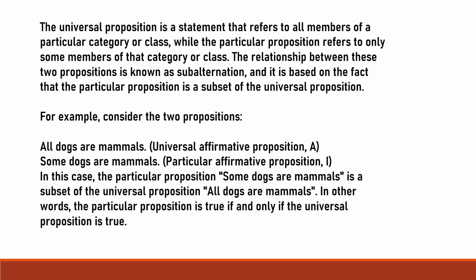For example, consider the two propositions. All dogs are mammals, universal affirmative proposition, A. Some dogs are mammals, particular affirmative proposition, I. In this case, the particular proposition "some dogs are mammals" is a subset of the universal proposition "all dogs are mammals." In other words, the particular proposition is true if the universal proposition is true.